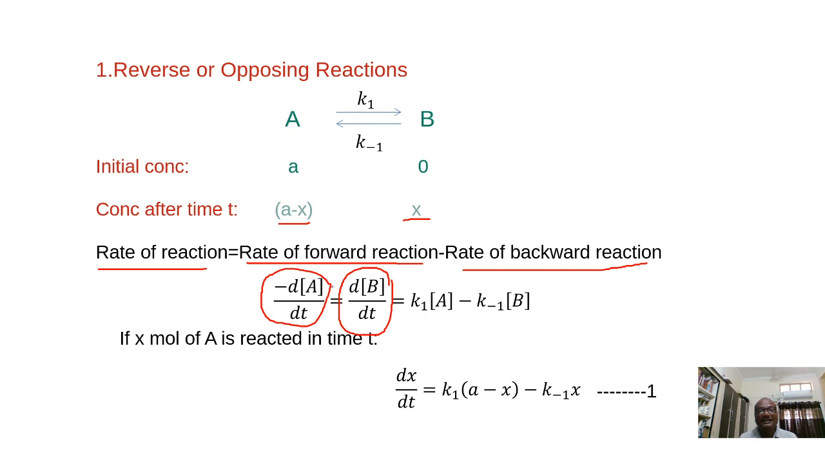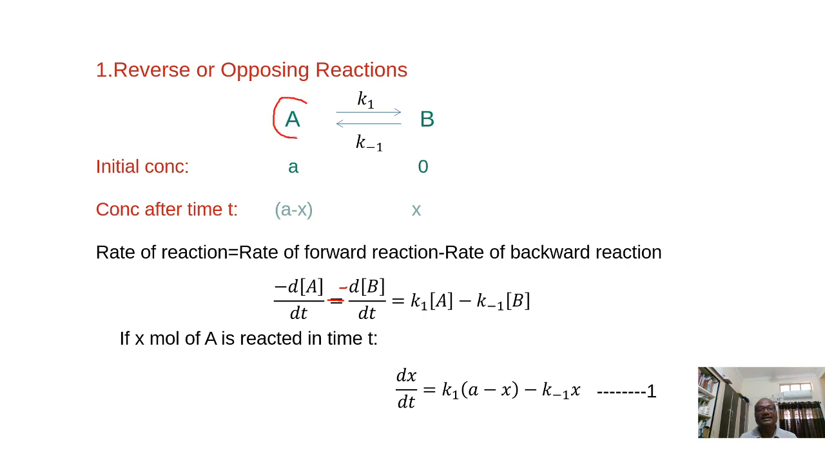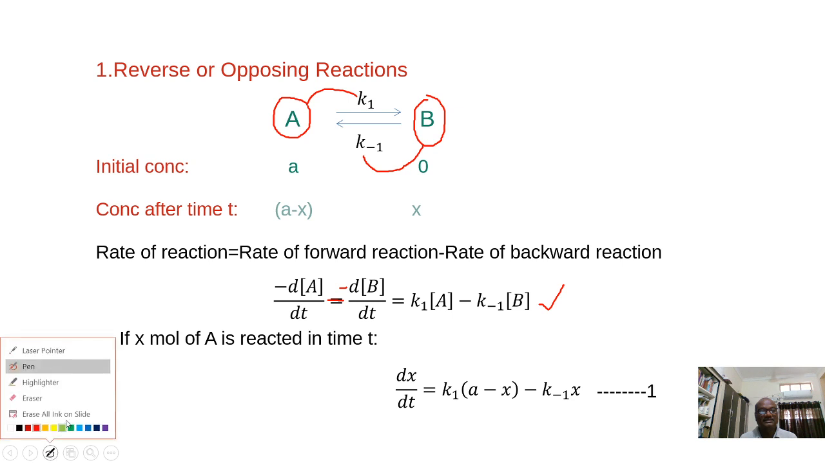To calculate the net rate, we have to write the difference of both. So it is K1 into A minus K minus 1 into B. So minus d of concentration of A divided by dt minus d of concentration of B divided by dt is equal to K1 into concentration of A, because the rate of forward reaction is directly proportional to the concentration of A, whereas the rate of backward reaction is directly proportional to the concentration of B. So the rate of forward reaction will be K1 into concentration of A, whereas the rate of backward reaction will be K minus 1 into concentration of B. So we are calculating the difference, K1A minus K minus 1 into B.